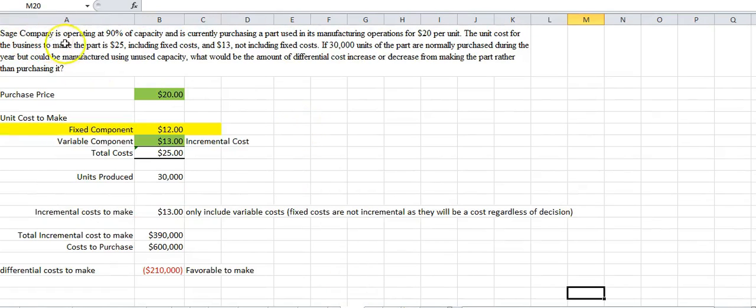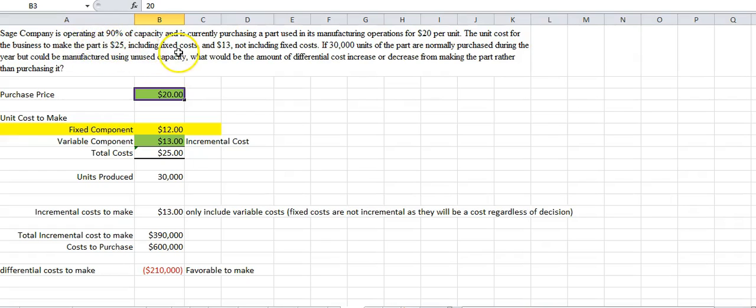It says Sage Company is operating at 90% capacity. So this is a company, another one that has more capacity, and is currently purchasing a part used in its manufacturing operations for $20 per unit. So the purchase price is $20 per unit. The unit cost for the business to make the part is $25. So it's going to cost them $25 in total.